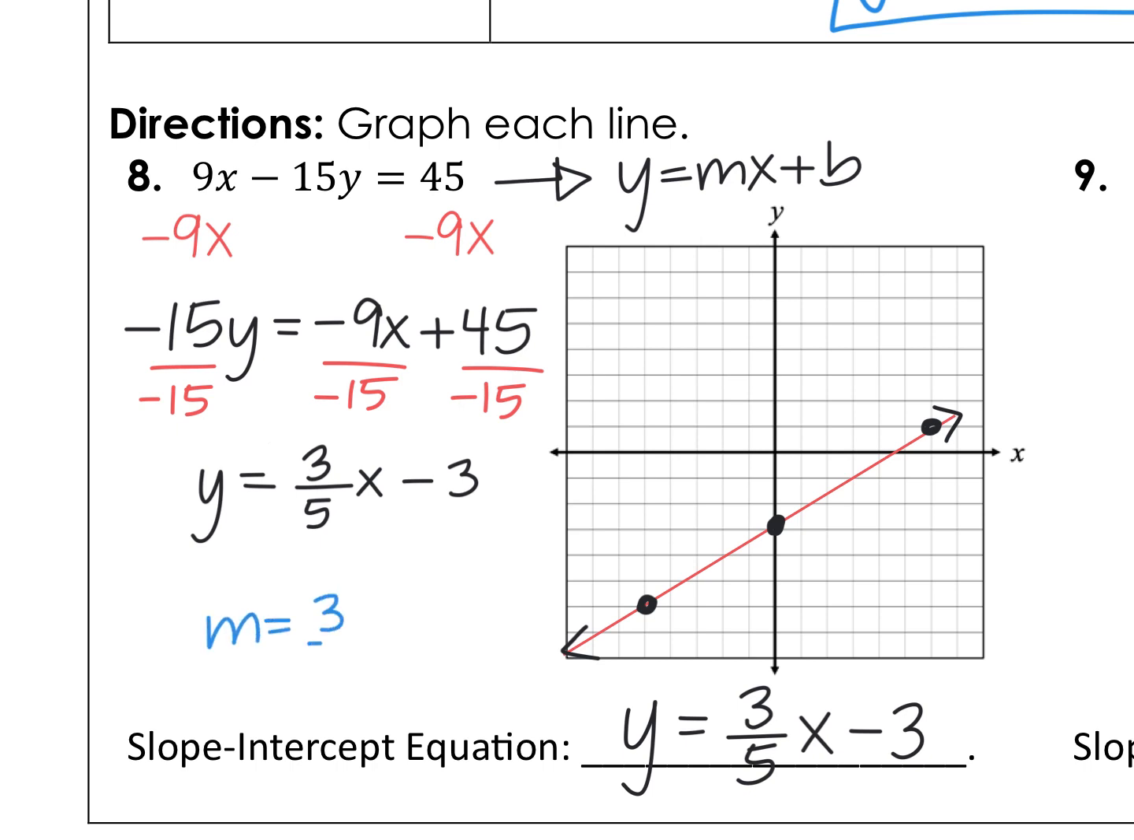M equals 3/5. Try the last one on your own, or with people at your table. So you gotta move it, solve for y first. I don't really want you to do it the intercept way. I would rather you try it this way.